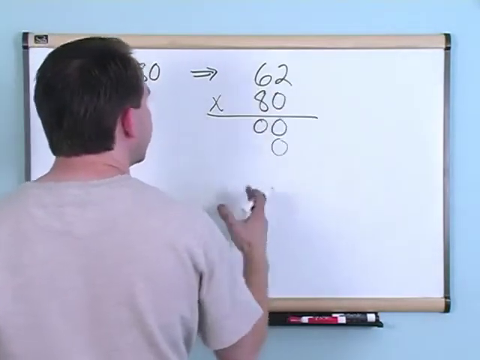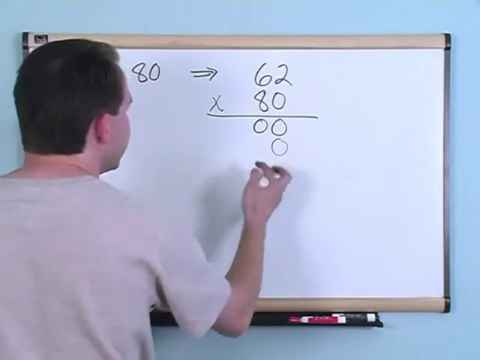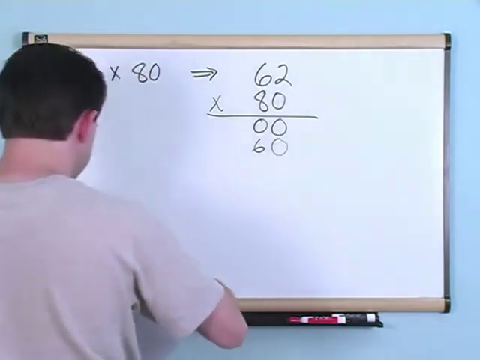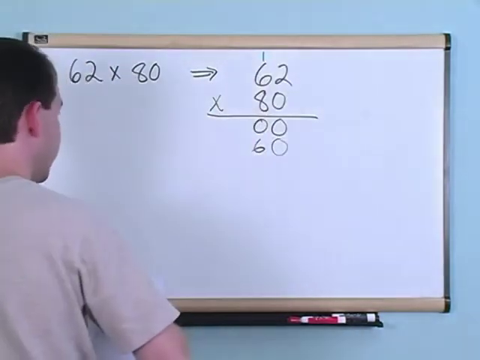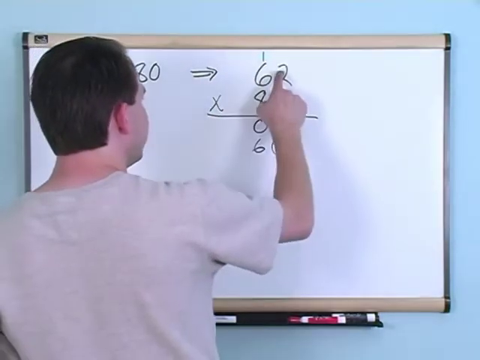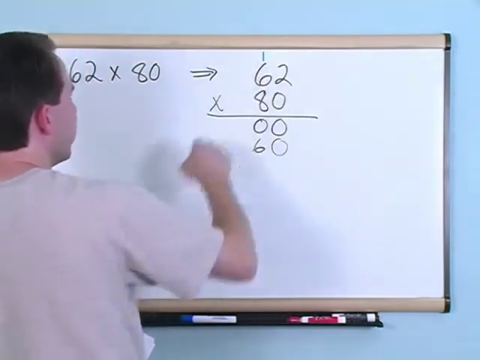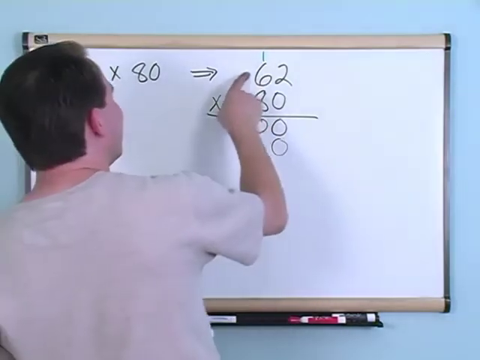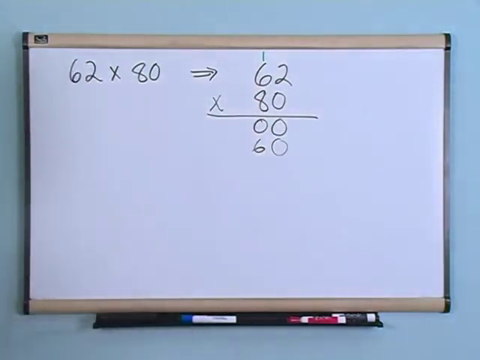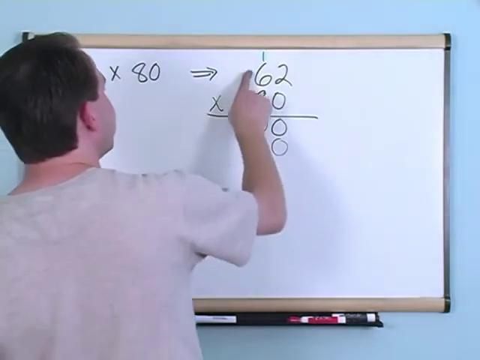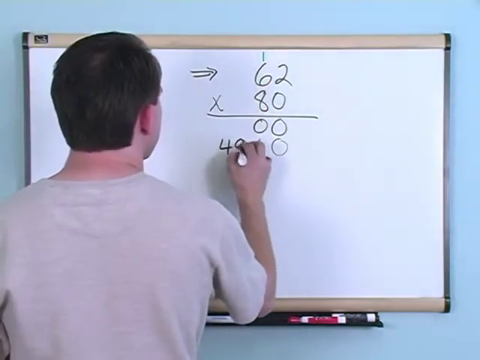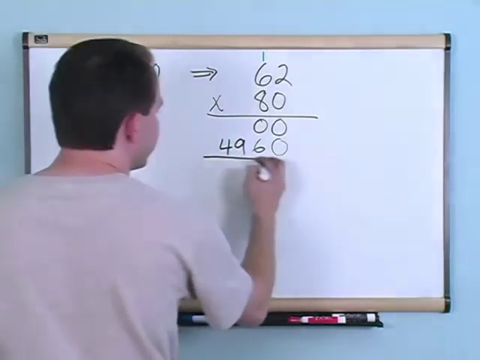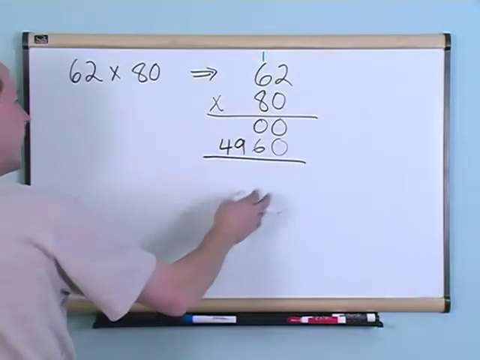8 times 2 is 16. 16 is too big to write here, so you have to put one digit here, the 6, and I'm going to carry the 1 up here, okay? 8 times 2 gave me 16, had to put the 1 up here. Now, 8 times 6 from your multiplication tables is 48. But 48, don't forget you have to add the 1, gives you 49. So you have to put 49 down there. Draw your line, okay?